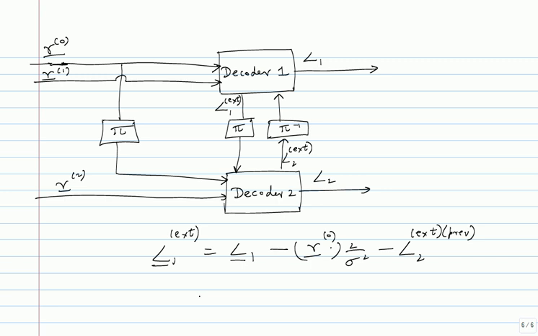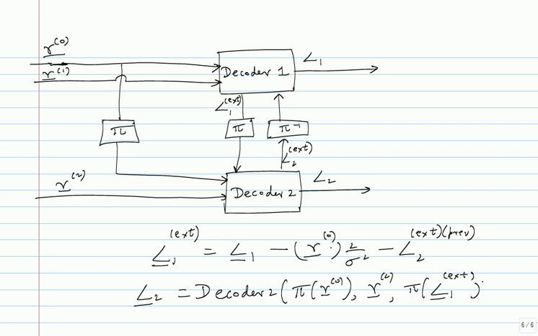Now L2ext will have a similar computation, right? But you might want to introduce the permutations. The input to decoder 2 is a permuted version of R0, then R1, and then a permuted version of L1ext. So decoder 2 produces L2. There are several ways of writing it. For instance, one can say L2 equals decoder 2 of pi of R0, comma R2, comma pi of L1ext. And then you write L2ext equals L2 minus 2 by sigma square R0 minus pi of L1ext. And then you do a pi inverse of that to get back L2ext previous. L2ext previous will be pi inverse of that.